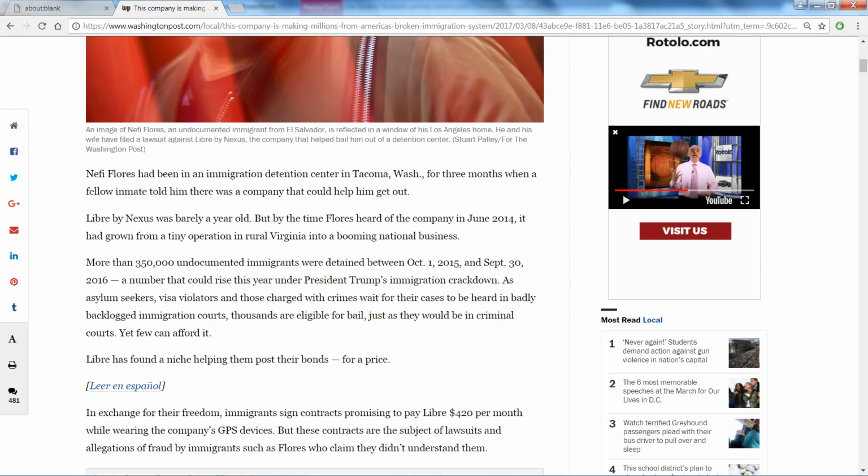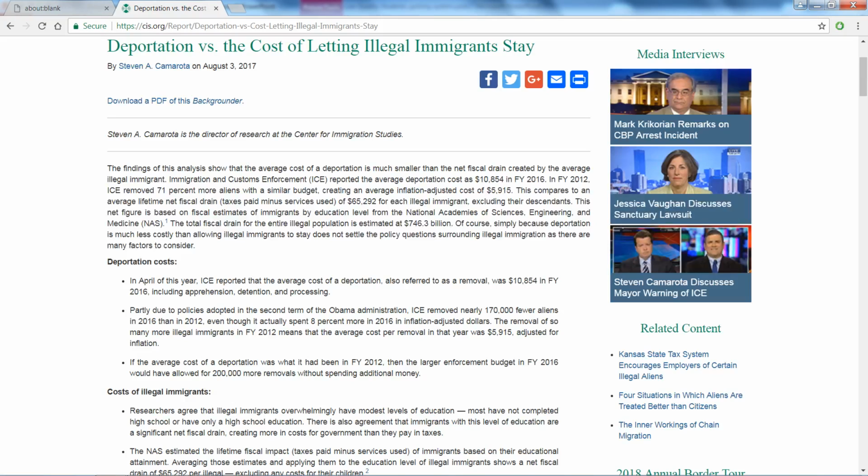So 350,000 undocumented immigrants, there is an estimate, were detained between October 1st, 2015 and September 30th, 2016. These immigrants signed contracts promising to pay a company, Libre, $420 per month while wearing the company's GPS devices. So this company is actually making money by selling these GPS devices and basically keeping track of their location for federal purposes.